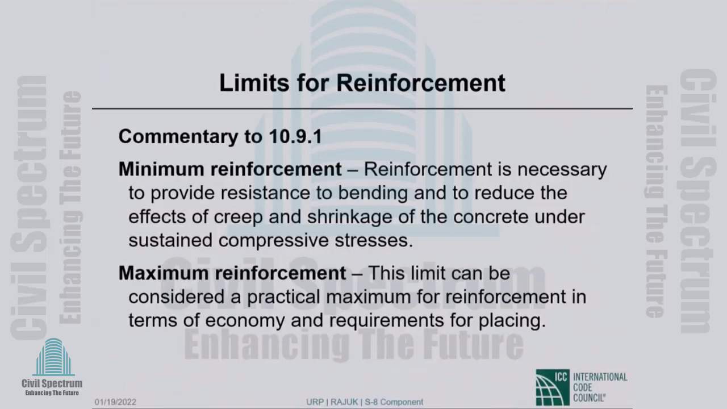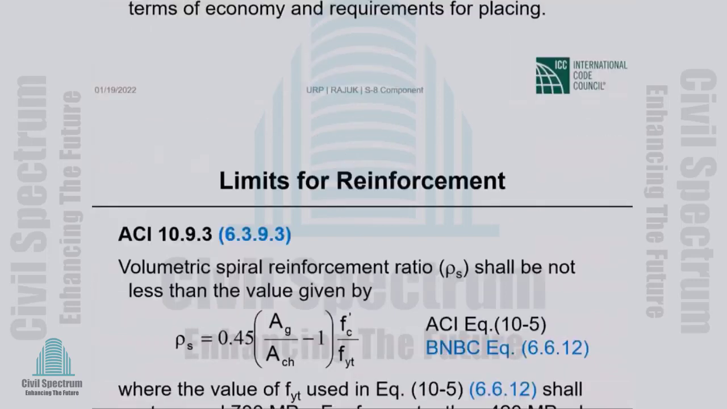Okay, minimum reinforcement. Reinforcement is necessary to provide resistance to bending and to reduce the effect of creep and shrinkage of the concrete under sustained compressive stresses. So this is why we have minimum. The maximum reinforcement, this limit can be considered a practical maximum for reinforcement in terms of economy and requirements for placing.